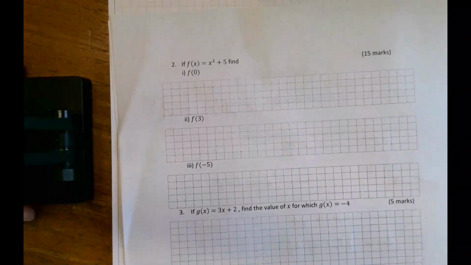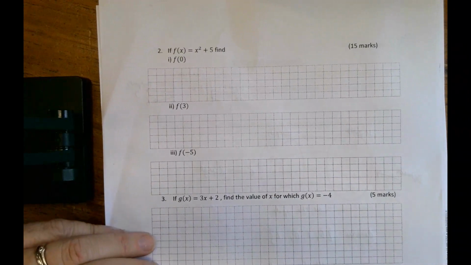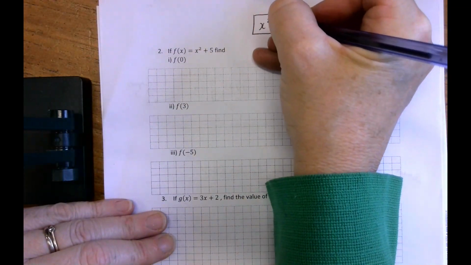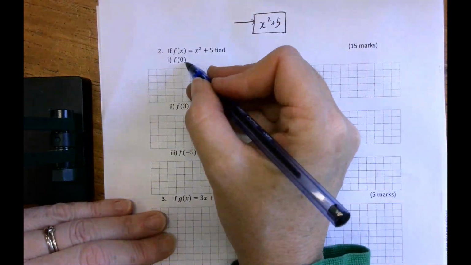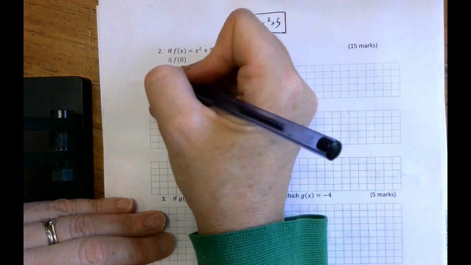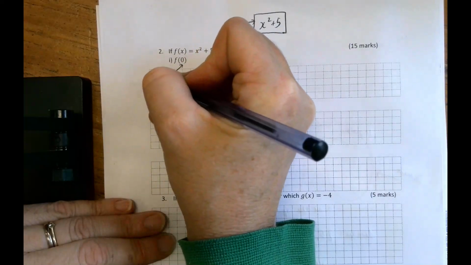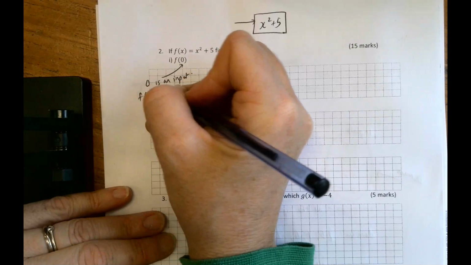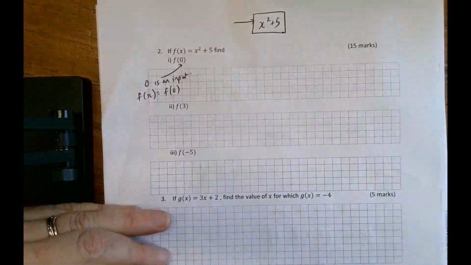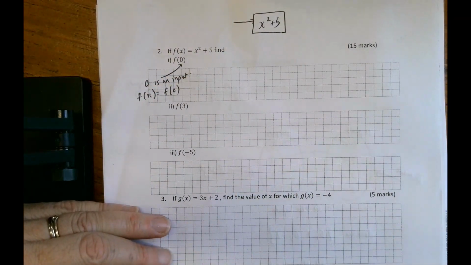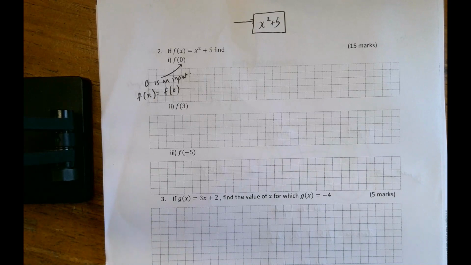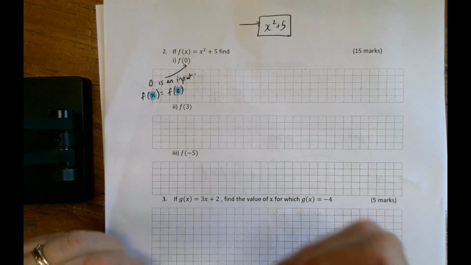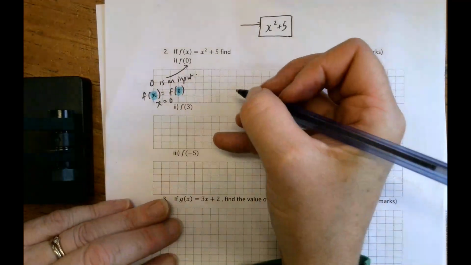If f of x is equal to x squared plus 5, so this is our function. Just picture this: x squared plus 5, find f of 0. So f of 0 means that 0 is an input. You see that f of x and f of 0, the x and the 0 are in the same place. So x equals 0.